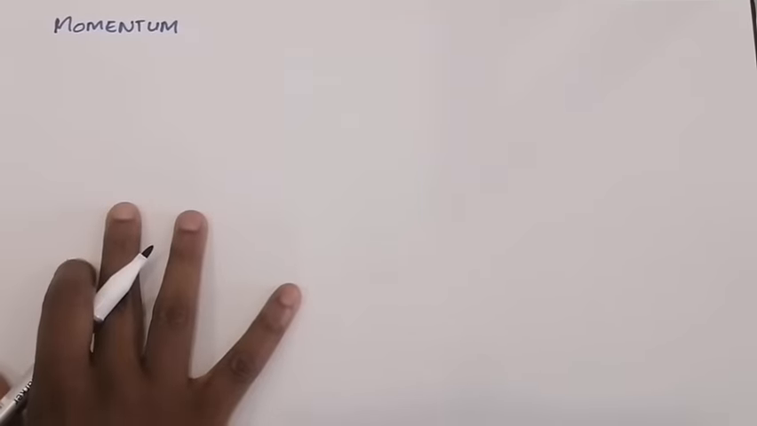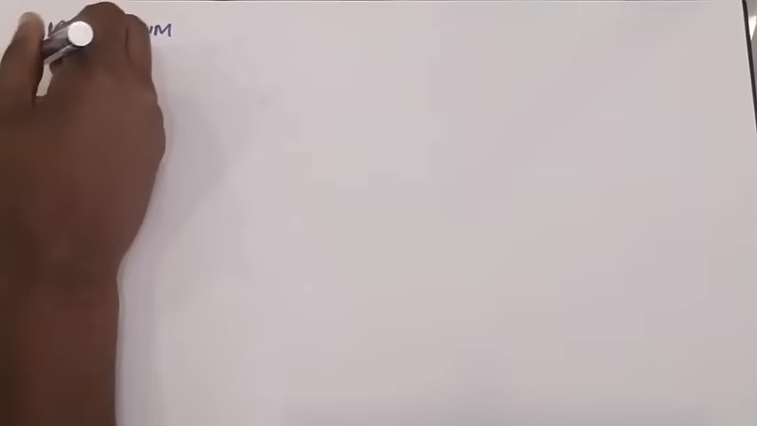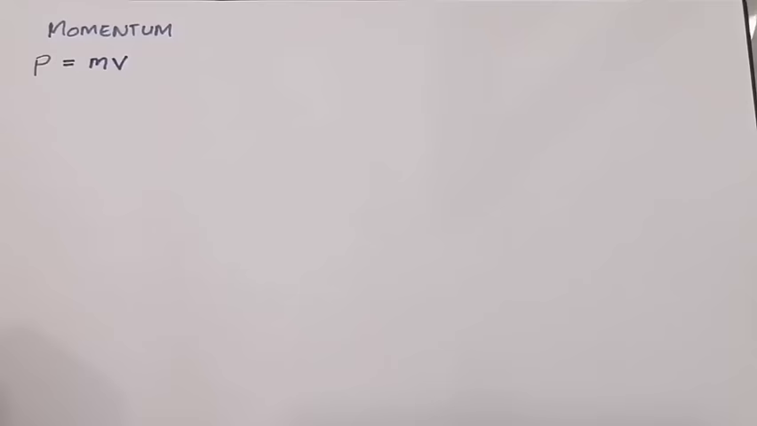Let's begin. As I said, we're starting on momentum today. So essentially, what is momentum? We don't want to waste time on the non-essentials. We use the symbol P for momentum. We say momentum is the product of a body's mass and its velocity.